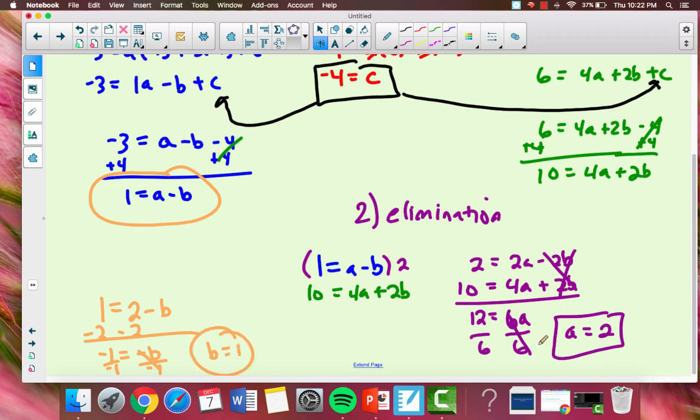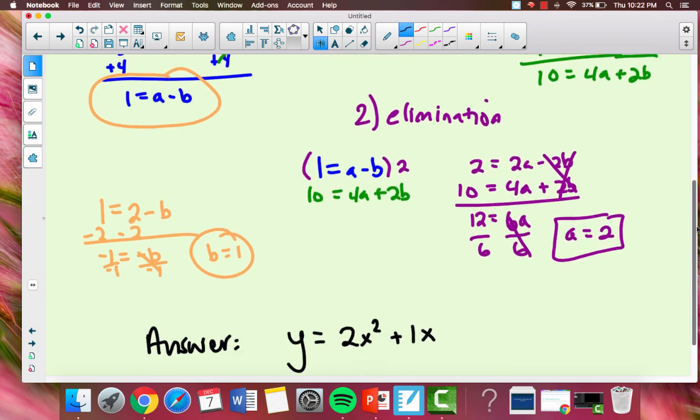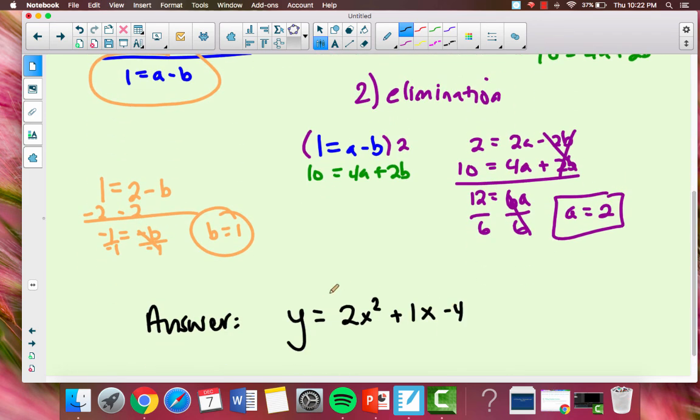So what I have now is I have a, I have b, and I have c, and I just used elimination. And then I have to write my final equation. So my final answer is that y is equal to, remember we're writing an equation in standard form, my a value, so 2x squared, and then plus bx, well 1 was b, so 1x, and then my c value we said was negative 4, so minus 4. So there is my final equation.